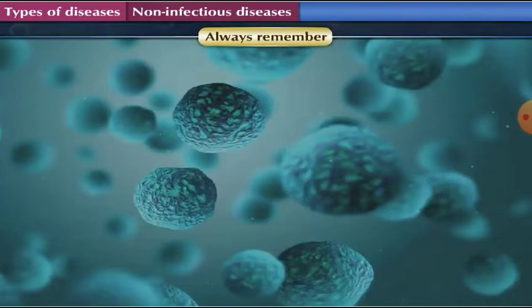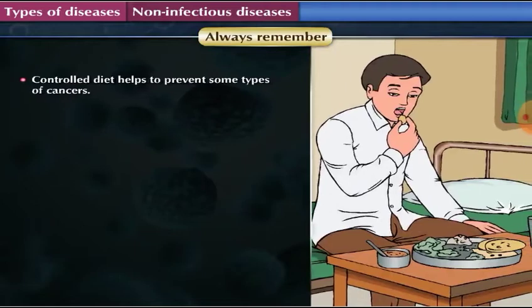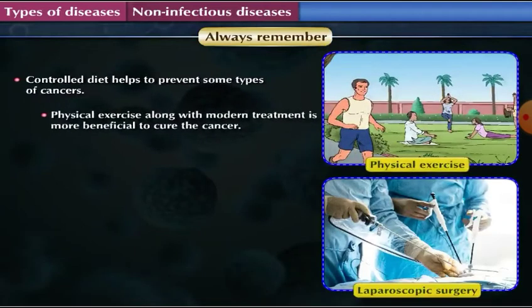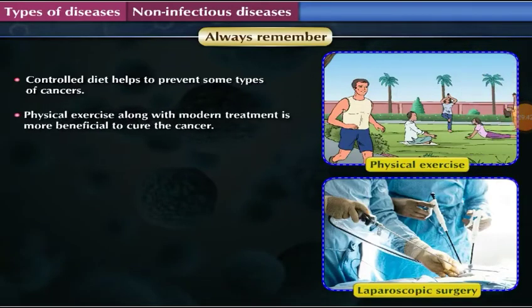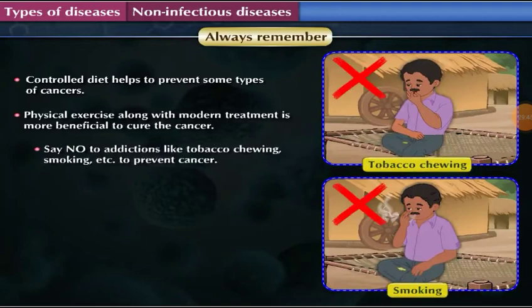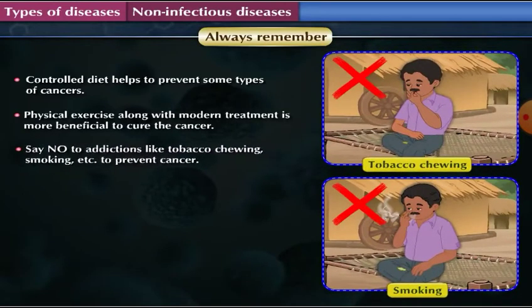Always remember, controlled diet helps to prevent some types of cancers. Physical exercise along with modern treatment is more beneficial to cure the cancer. Say no to addictions like tobacco chewing, smoking, etc. to prevent cancer.